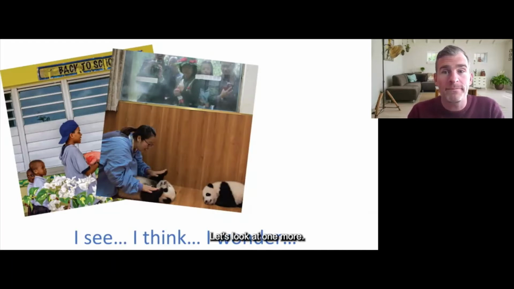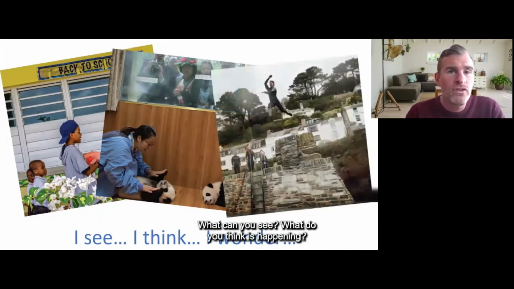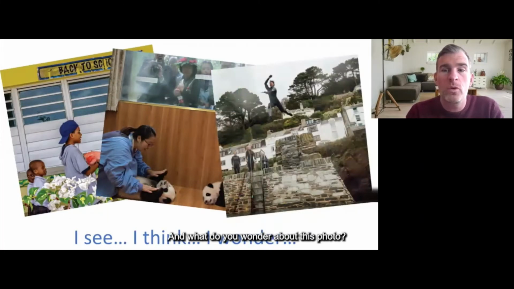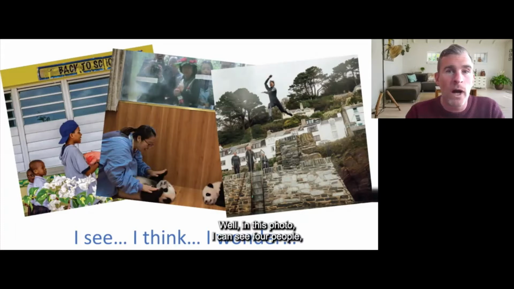Let's look at one more. What can you see? What do you think is happening? And what do you wonder about this photo? Well, in this photo, I can see 4 people, and it looks like they are wearing wetsuits. And one of them is jumping. I think he's probably jumping into a river or a lake.